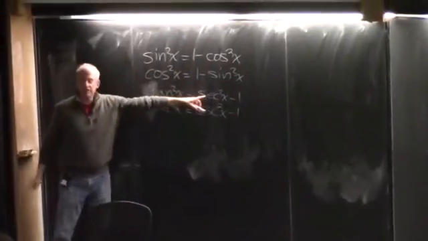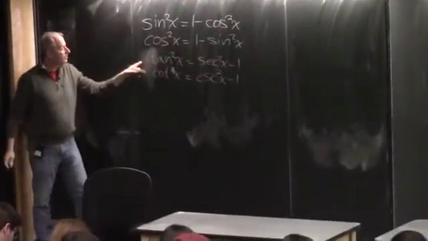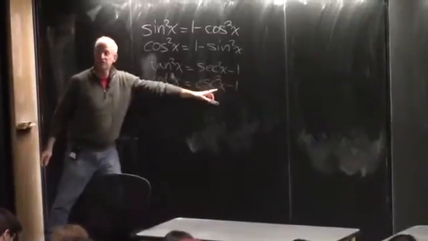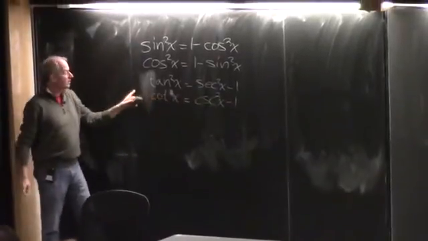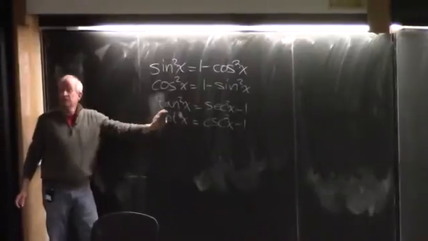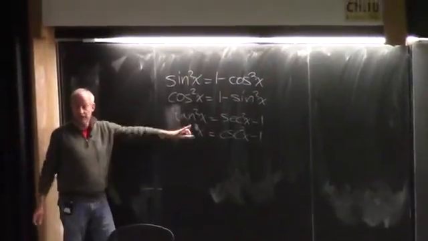Sometimes you'll be substituting for secant squared, that's 1 plus tangent squared. And sometimes you'll be substituting for cosecant squared, that's 1 plus cotangent squared. You should be able to move the 1 back and forth. I'm not going to do it for you.